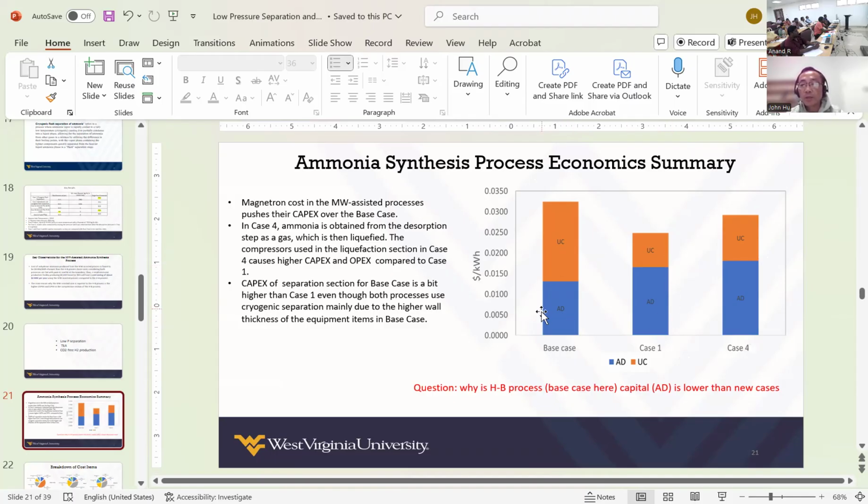As for AD, which means annual depreciation, which is capital, there is no saving, because of economy of scale in the Haber-Bosch process, the capital cost is very difficult to outperform. But we can do a lot of saving in the operating cost. Why? Because of low pressure operation, we eliminate the high pressure compression and recycle. So this is what we left yesterday. Any questions before we move forward to the next?